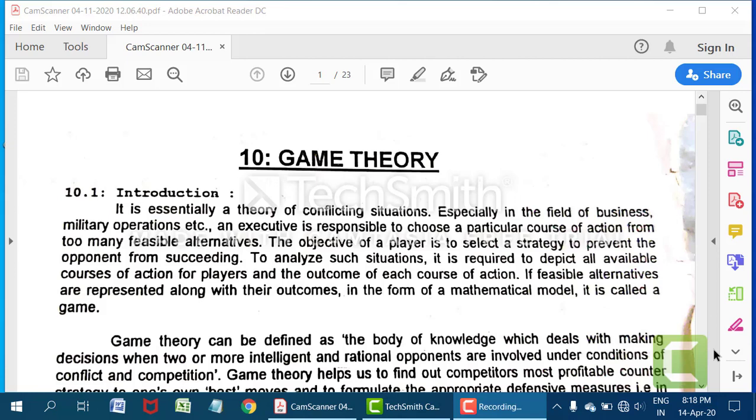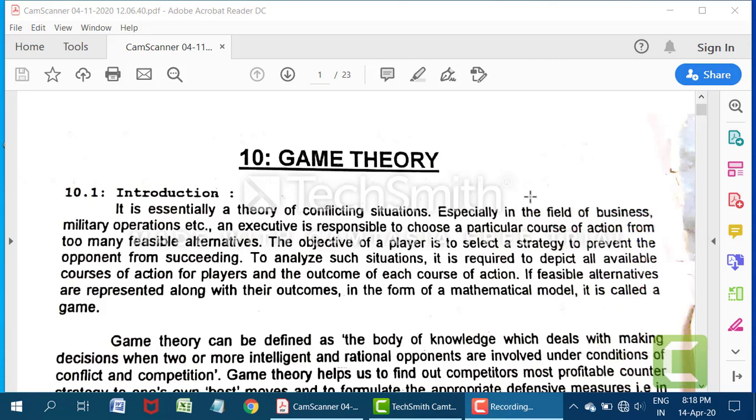Yes, so this session will deal with game theory. You know the meaning of a game. Game means a play between two players or two teams or two companies competing for maximizing their sales. So any two players when they get involved in the game, it's called a two-person game.